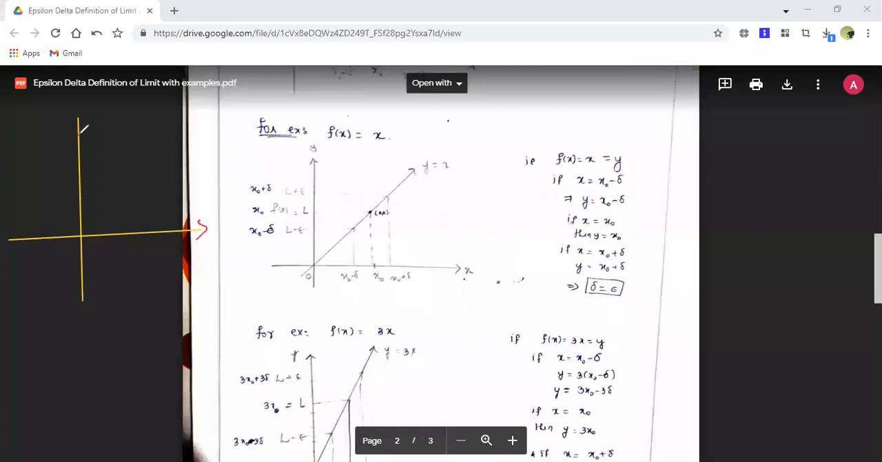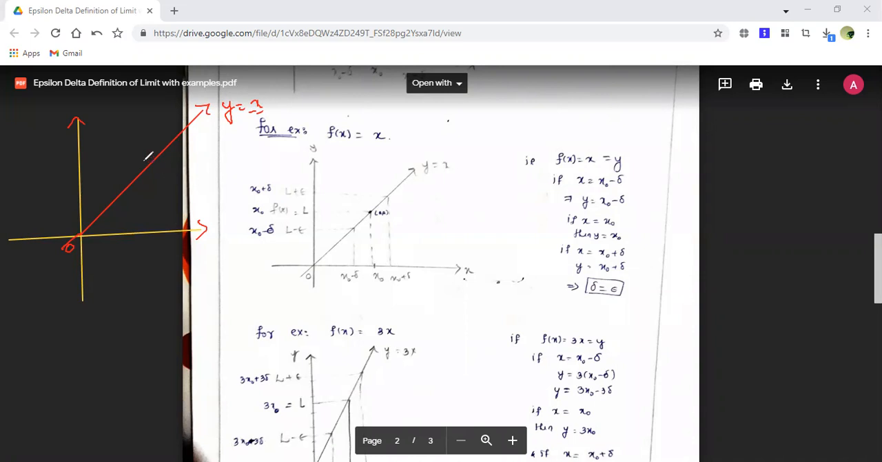Okay, let me draw, and let me take one more line here. So the graph looks like this. Okay, so now clearly what we do here is, so this is our graph. What is this? Y is equal to x. This is our graph. Okay, and it is passing through origin, say 0 here.